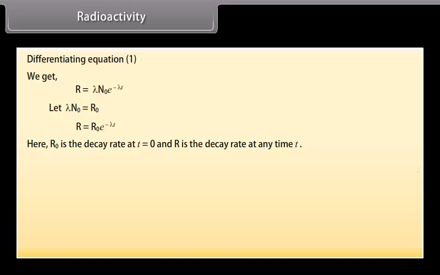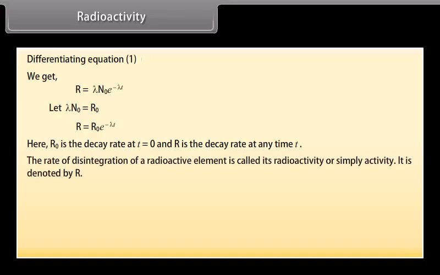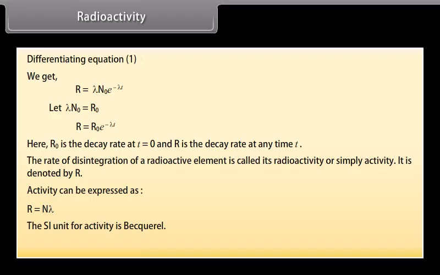The rate of disintegration of a radioactive element is called its radioactivity or simply activity. It is denoted by R. Activity can be expressed as R = Nλ. The SI unit for activity is becquerel. 1 becquerel = 1 Bq = 1 decay per second.